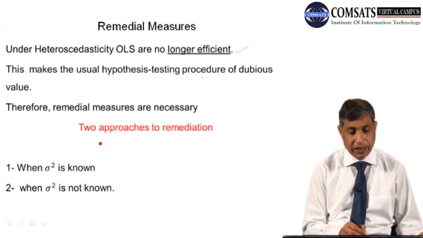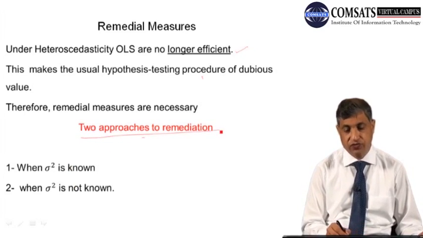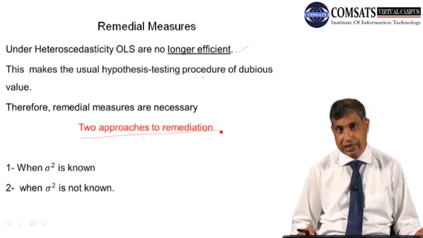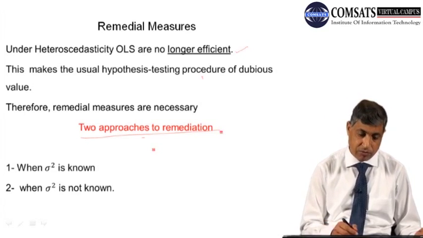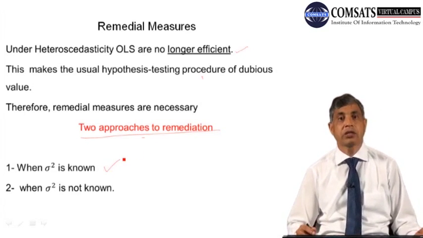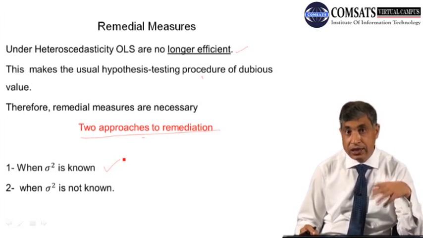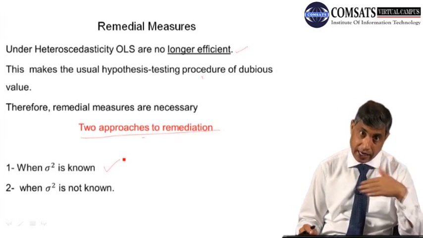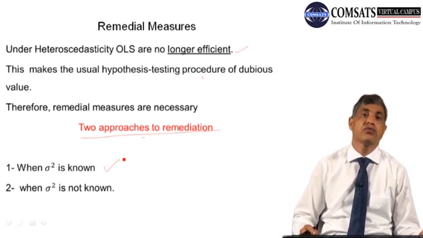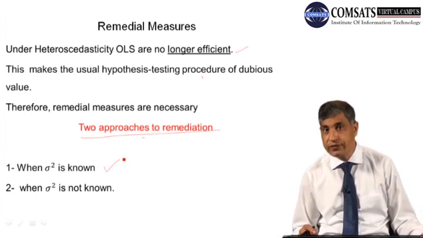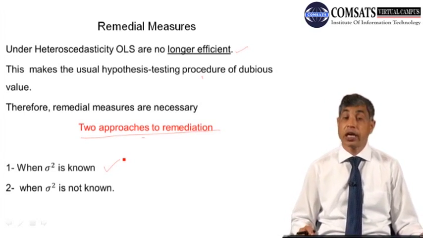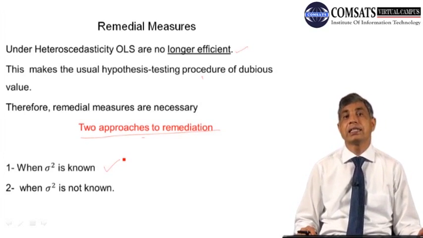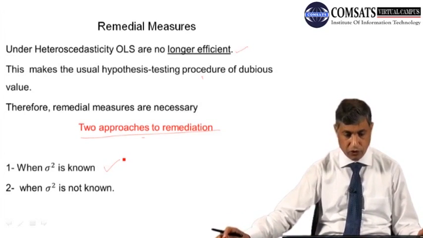So what the remedial measures are, two approaches are used for this. We call these the remedial measures. First, when sigma square is known, we suppose that sigma square is known, this is the variance of the error terms of the population. You will be laughing and thinking that we are not aware of this, but when we suppose we are aware of this, we use different techniques. You are right in supposing that this is rarely known, and we will talk about what we will do when it is not known.